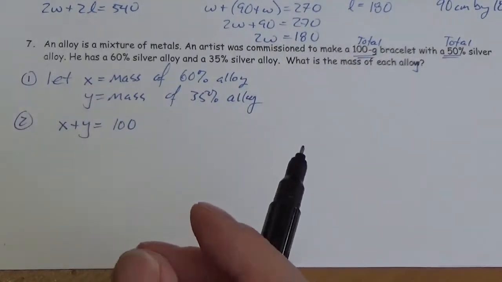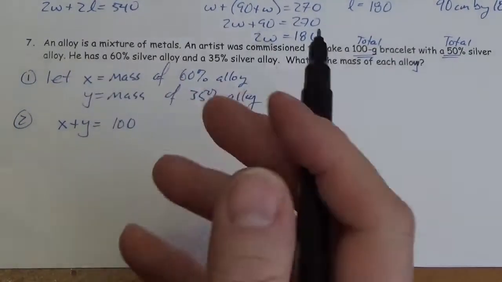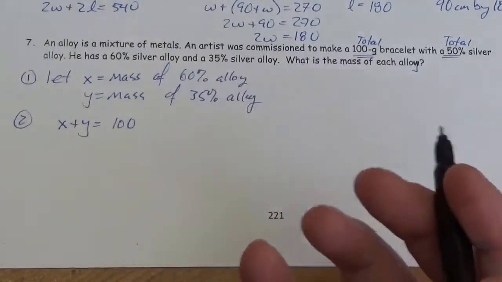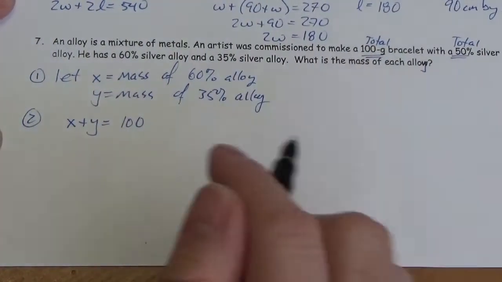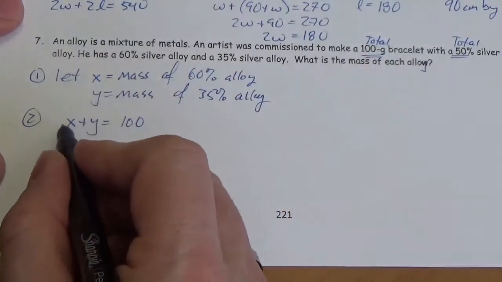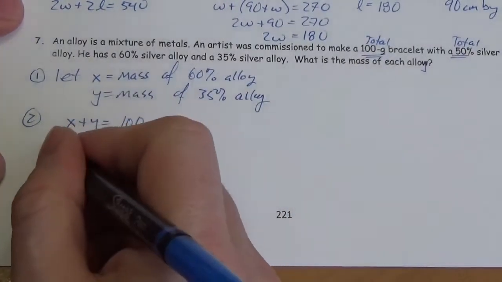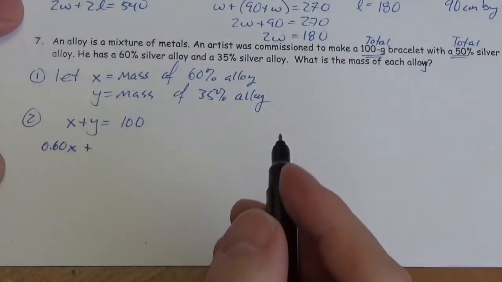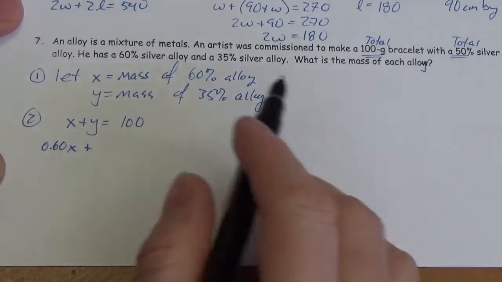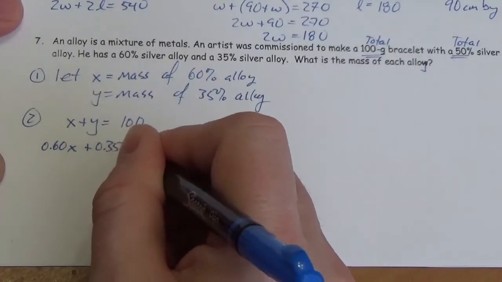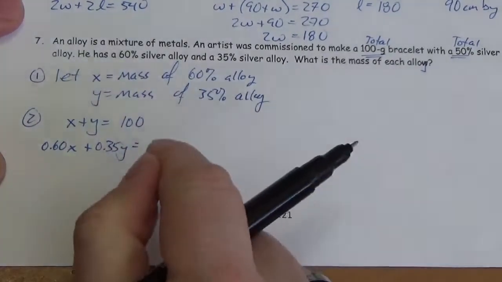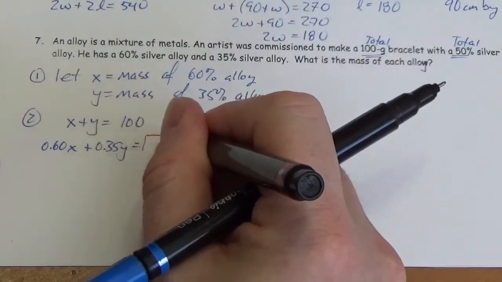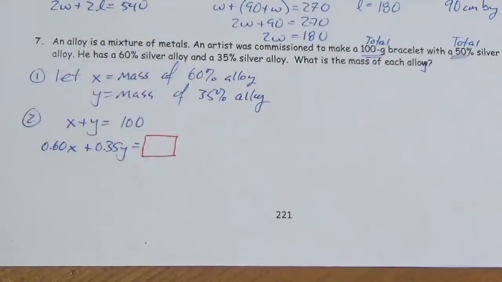But there's another aspect of this problem here. I'm giving you silver content. So essentially, I'm asking you to tell me also how much silver is going to be in the bracelet here. Well, I know that however much I add of the x here, 60% of that is going to be silver. However much I add of the y, the 35%, I know that 35% of that is going to be silver. Here is the spot that requires just a little bit more thinking on your part.